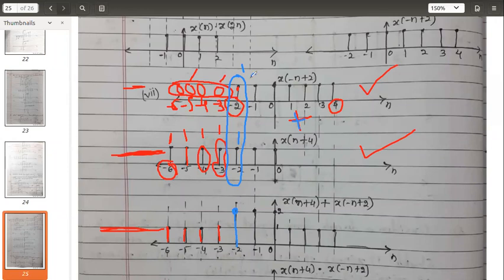Then next time, both amplitudes are again 1, 1. Add them, 2. At 0 check. Yes, here if you see, I have a dot here. Okay, so 1 plus 1. So again at 0 also amplitude 2 will come.